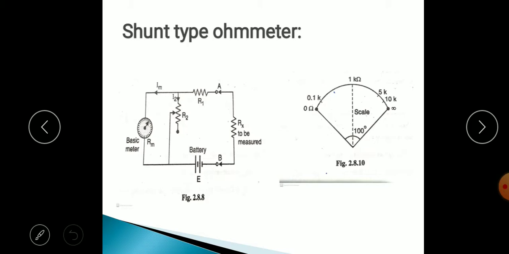When terminals A and B are shorted, Rx equals 0 and meter current is 0. When A and B are open, that is Rx equals infinity. On the scale of this meter, 0 is marked on the left and infinity on the right. This shows the shunt type ohm meter.